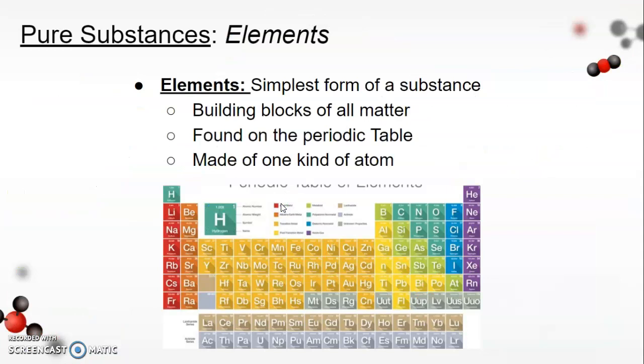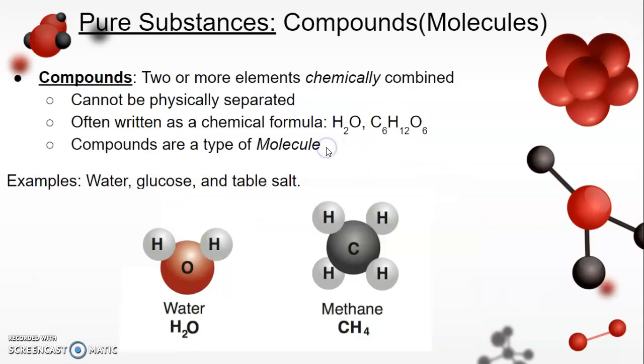So pure substances: one type of pure substance is elements. We talked about elements last week, right? They're the simplest form of a substance. They're the building blocks of all matter in our universe, right? They are found on the periodic table, and each element has its own kind of atom. So a hydrogen atom looks different from a helium atom, which looks different from a neon atom. They all have their own individual atom. But elements are just one type of pure substance. The other type of pure substance is compounds.